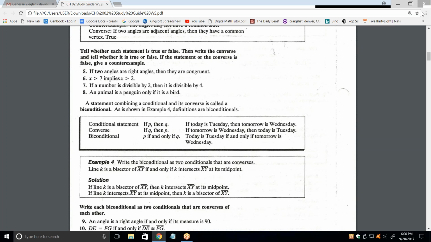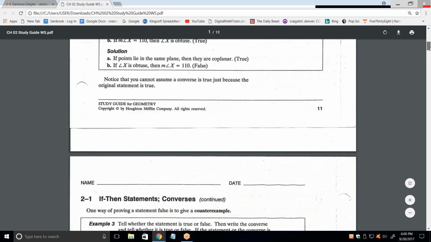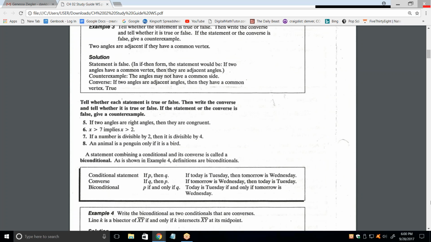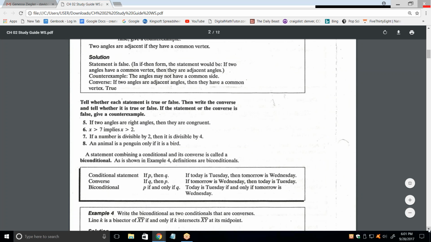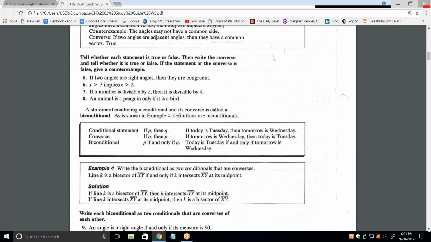Just at the top, I guess. The top being what? There's a lot of... Can we start at number 5? Okay. So tell whether each is true or false. Is number 5 true or false?